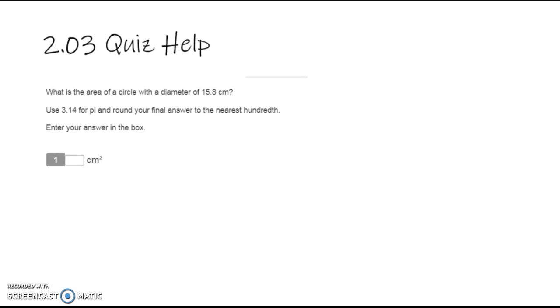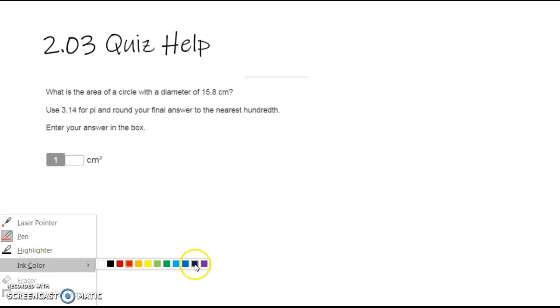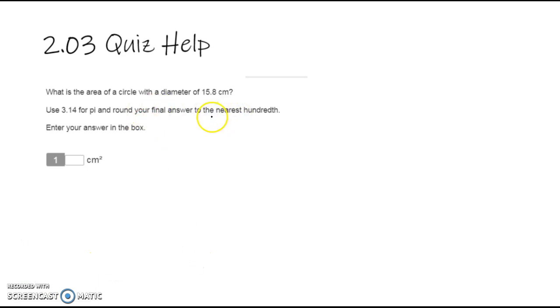All right, so we're going to look at a couple of questions from the 2.03 quiz. This first one says, what is the area of a circle with a diameter of 15.8 centimeters? And we're going to use 3.14 for pi, and then round the final answer to the nearest hundredth. Remember, hundredth is 2 decimal places. So make sure you do that correctly or you won't get it right once you submit.